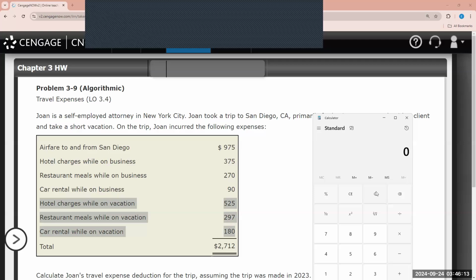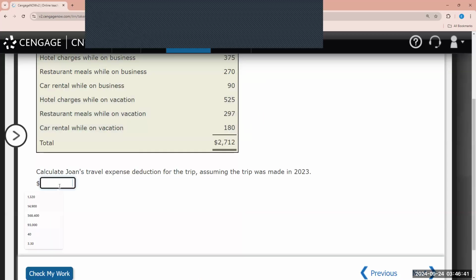So we'll do the meals first. We'll start the calculation, 270 multiplied by 50%. So for our meals, only $135 are considered deductible. The car rental while on business of $90, hotel charges while on business of $375, and the airfare of $975. So that gives us a total of $1,575 that is deductible.